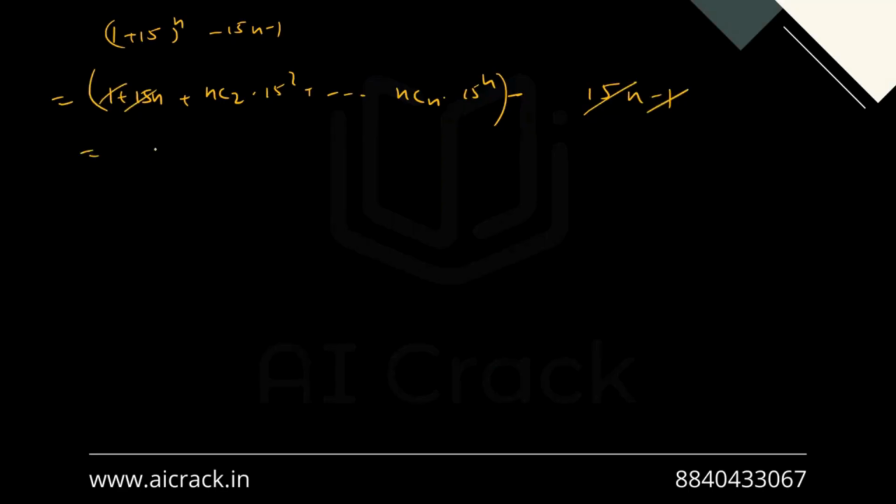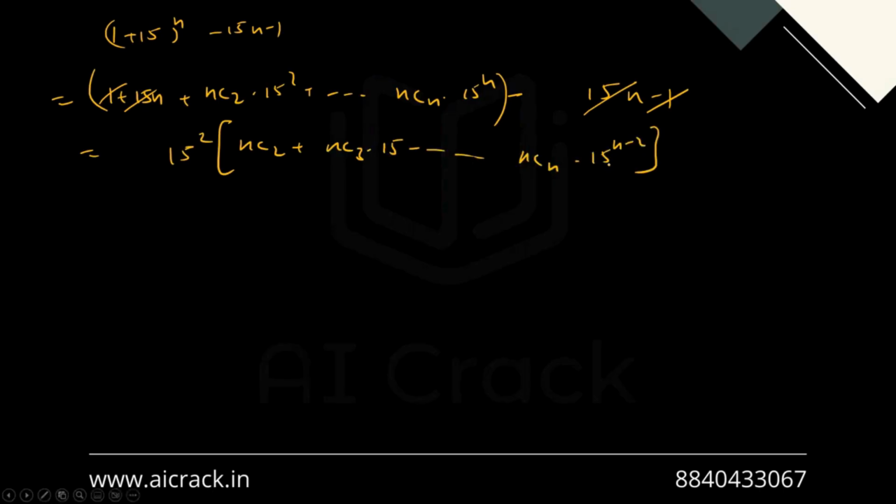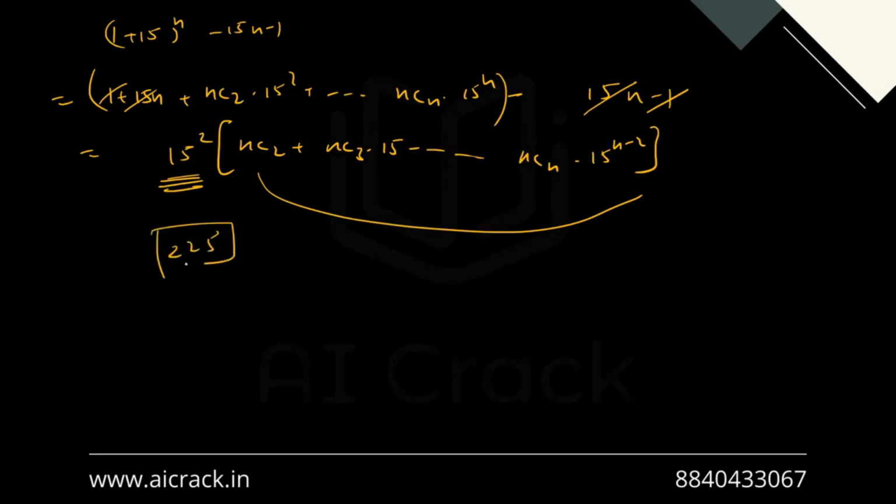So we are getting some integer multiplied by 15 square plus some integer multiplied by 15 cube plus some integer multiplied by 15 raised power n. So basically I can see 15 square is a common term. nC2 plus nC3 dot 15 till nCn dot 15 raised power n minus 2. Now we might not know this term is divisible by 15 or not, or by any other number, but we definitely know for sure that this entire expression is absolutely divisible by 15 raised power 2. So basically our answer is 225.